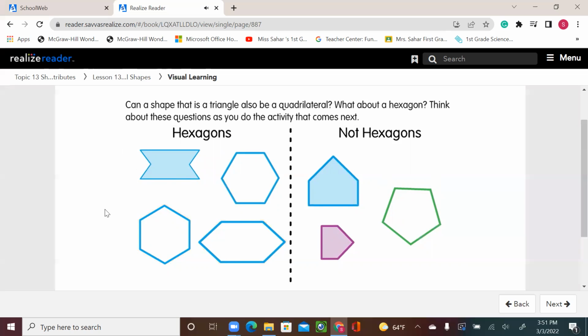Can a shape that is a triangle also be a quadrilateral? What about a hexagon? Think about these questions as you do the activity that comes next.